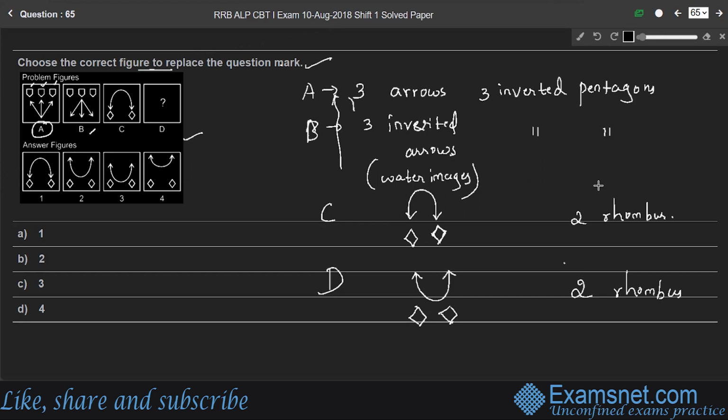So it should be the water image of the previous arrowed structure. Therefore, the second figure is exactly that: the water image of the previous structure, and the rhombus structures are as they are. Therefore, the second one, option B.